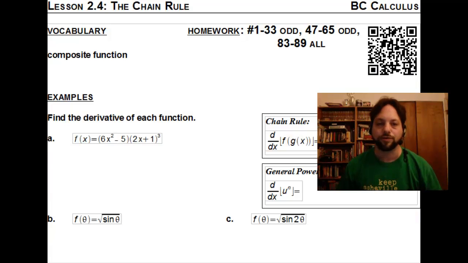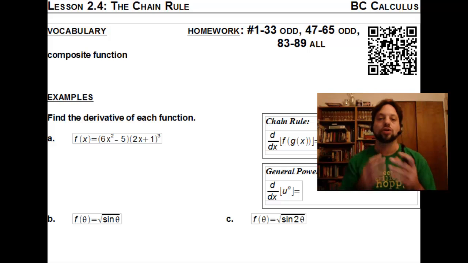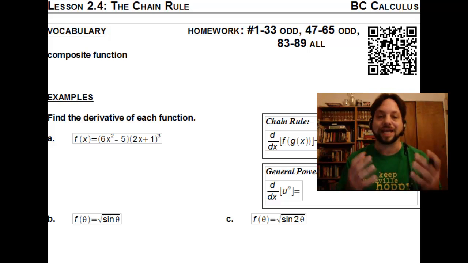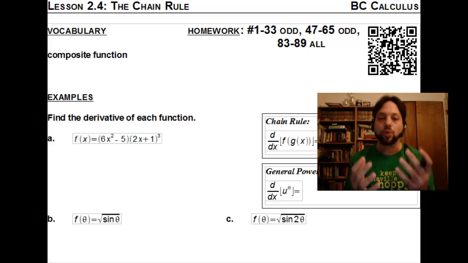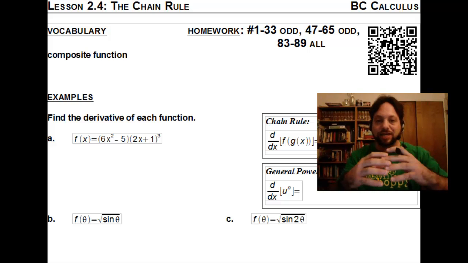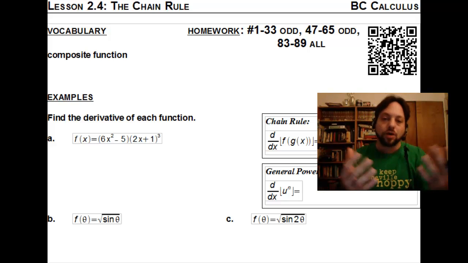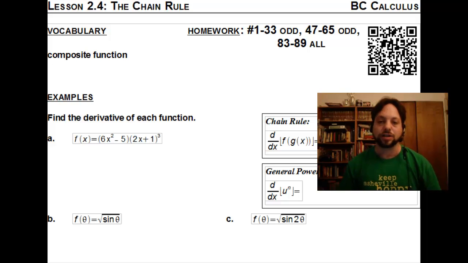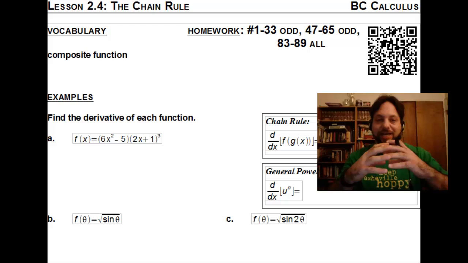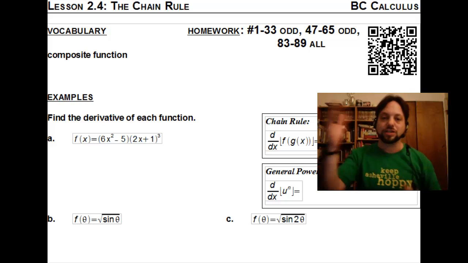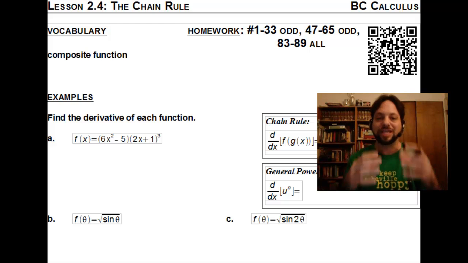In lesson 2.4, the chain rule, we're going to learn about differentiating a composition of functions. Now, you've learned about composition of functions in the past. It's essentially where one function is contained within another function. For example, consider the quantity 2x squared to the fourth power. That would be a composition of functions. We have 2x squared on the inside, and that whole thing is to the fourth power. It's a function within a function.